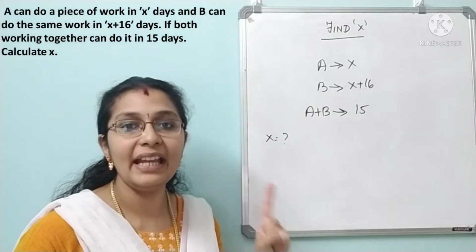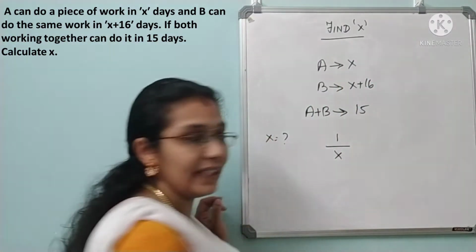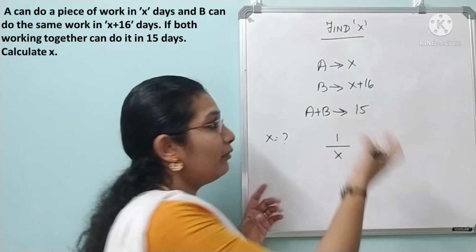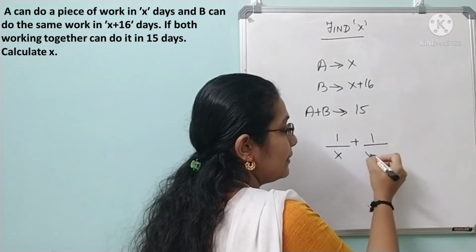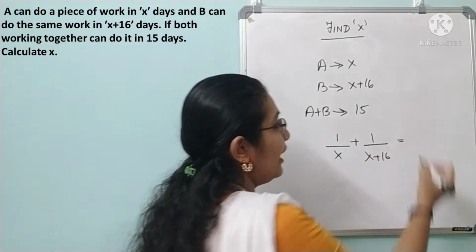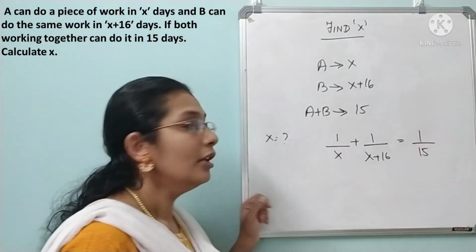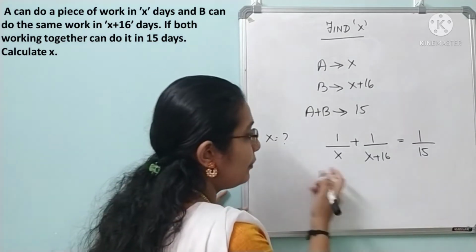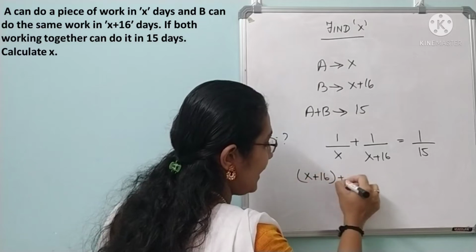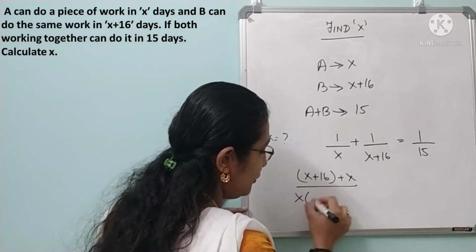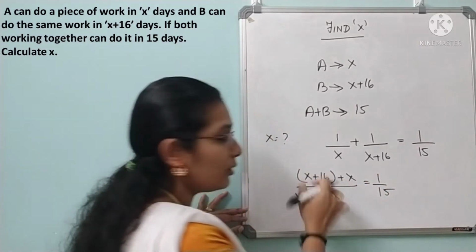So what is 1 day efficiency of A? 1 day work of A is 1 by X, correct? 1 day work of B is 1 by X plus 16. 1 day work of A plus B is 1 by 15, correct? So as usual you solve. You take LCM for this side. So you get X plus 16 plus X divided by X into X plus 16, which is equal to 1 by 15. Right? Now cross multiply.